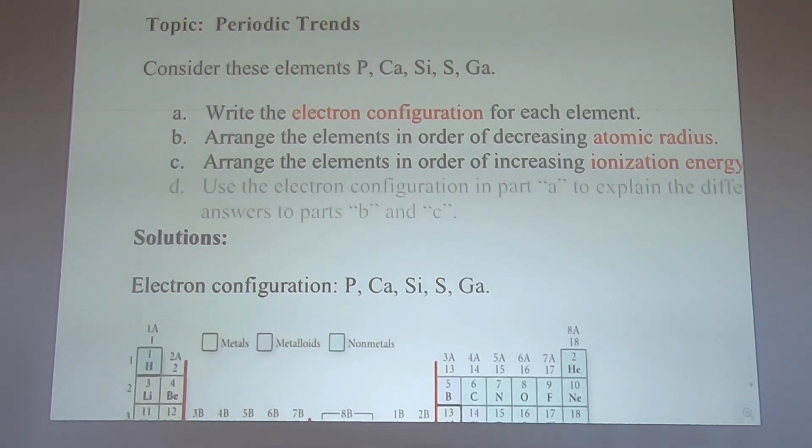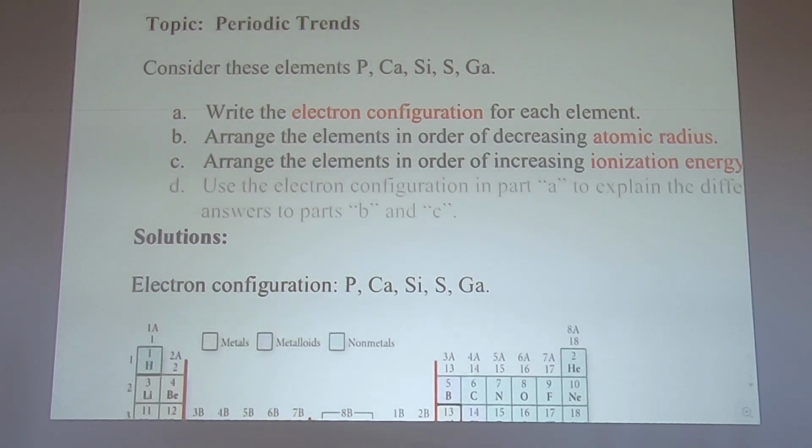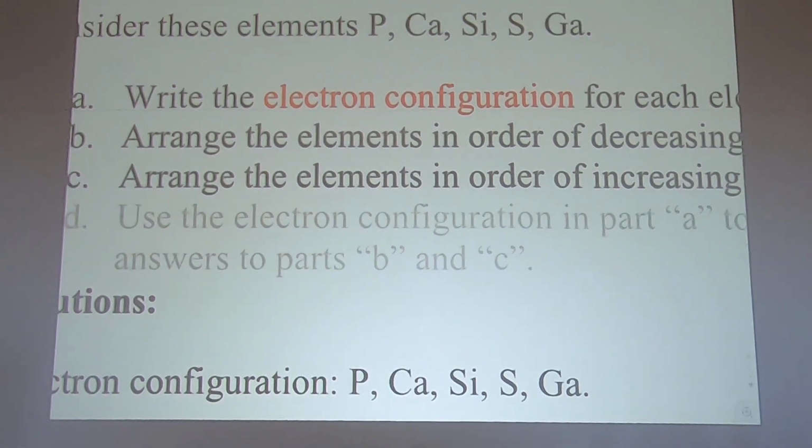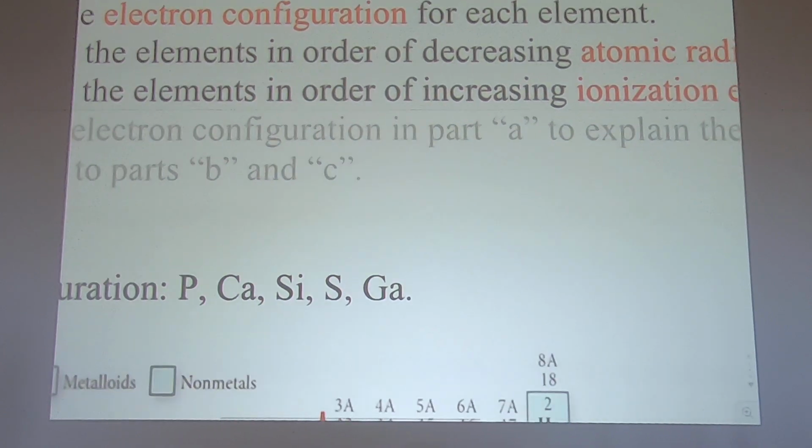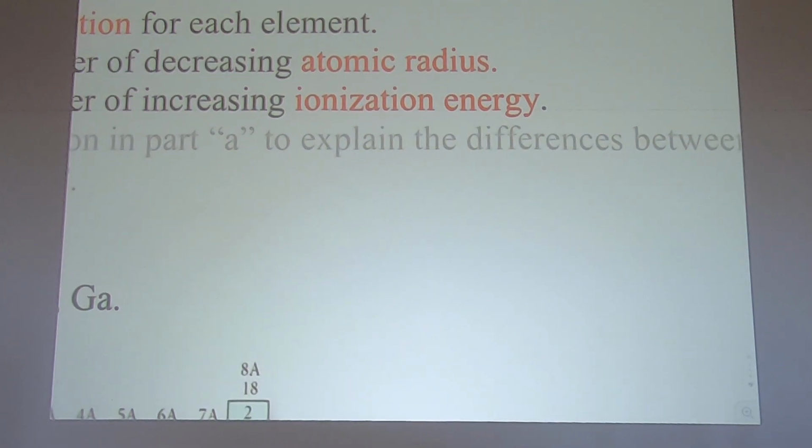Okay, so let me solve the first problem. We are going to consider phosphorus and calcium, silicon, sulfur, and gallium. You should figure out the electron configuration, so you're just filling out the s, p, d orbitals in the right order. Then, looking at the periodic table where they're located, can you see which atom is a lot bigger and which atom is smaller?